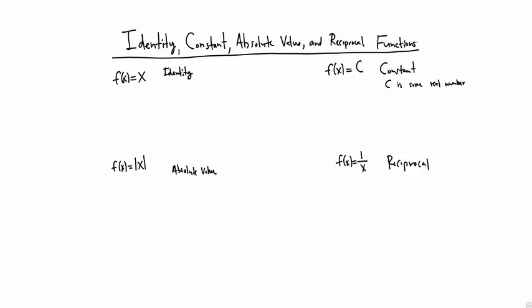So we want to be familiar with the graphs and certain properties of these functions. For example, the domain, the range, the increasing, decreasing behavior of these functions. Let's go through some of these. What does the graph of the identity function look like here? It's this line right here.